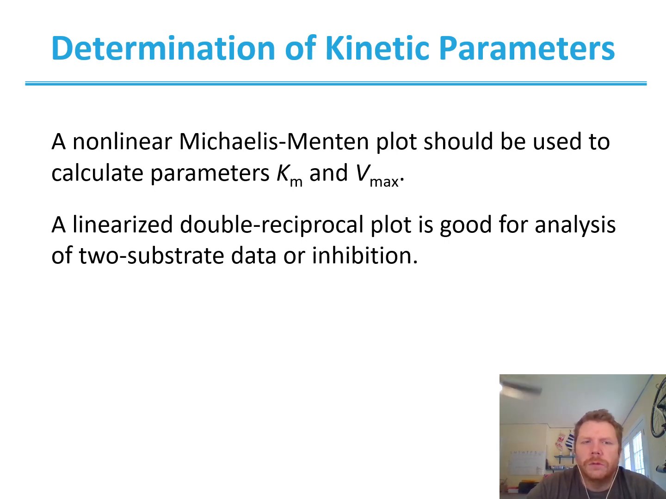Okay, so these kinetic parameters Km and Vmax are really essential for understanding enzymes. A nonlinear Michaelis-Menten plot should be used to calculate your Km and your Vmax. Now, a linearized double reciprocal plot is also good for analysis of two substrate data and inhibition data, but you can do that with the exact same Michaelis-Menten data. In a couple of examples in our Zoom meetings, we'll go through our Km and Vmax and make approximations with both a Michaelis-Menten plot as well as a linearized double reciprocal plot. This is also known as a Lineweaver-Burk plot.